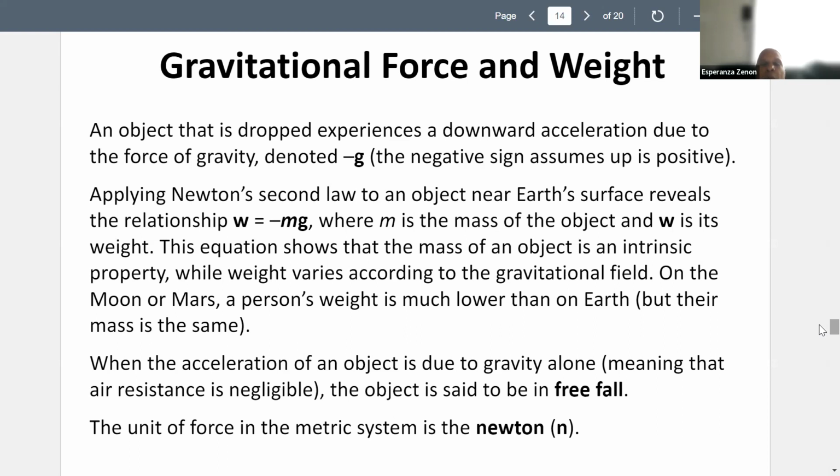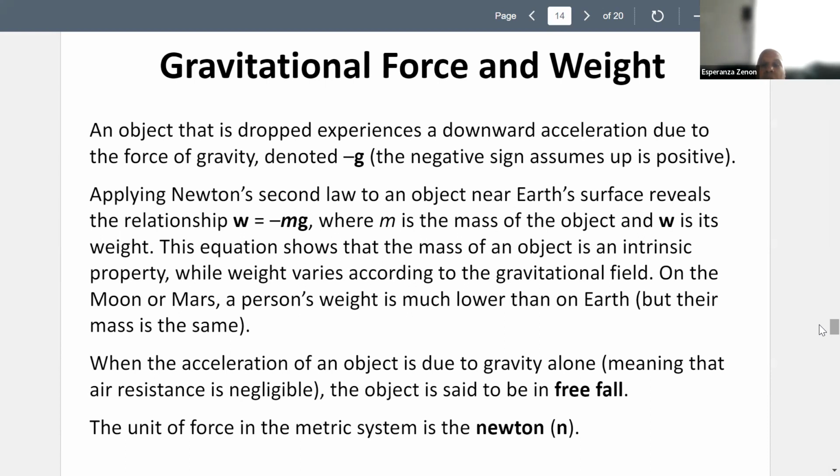So if we want to know the amount, the size, the amount of weight or the amount of pull that an object experiences due to gravity, we take the object's mass and we multiply by g. Okay. And we always have to keep in our minds that that's pointing downward. That's why it's negative. All right. So now this is important.